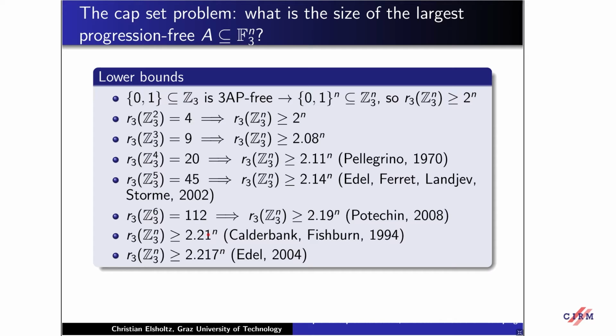So the record is since many years now 2.217 to the n, and this is based on a 480 dimensional cap. But certainly in dimension 480, we do not know if this is best possible or not. Almost certainly not, actually. So the exact values are only known up to dimension 6.